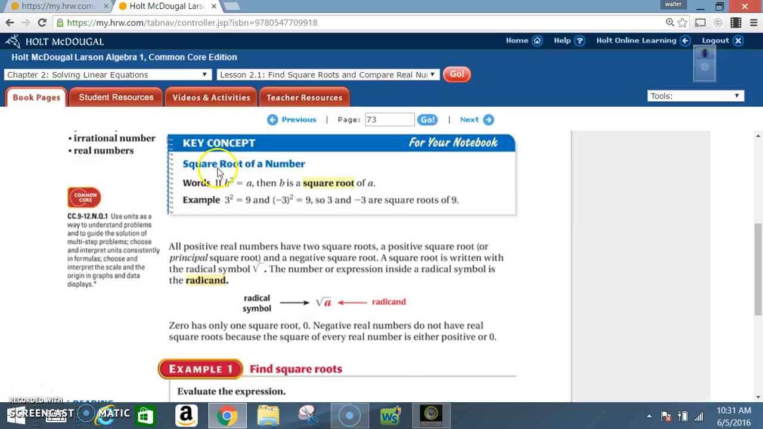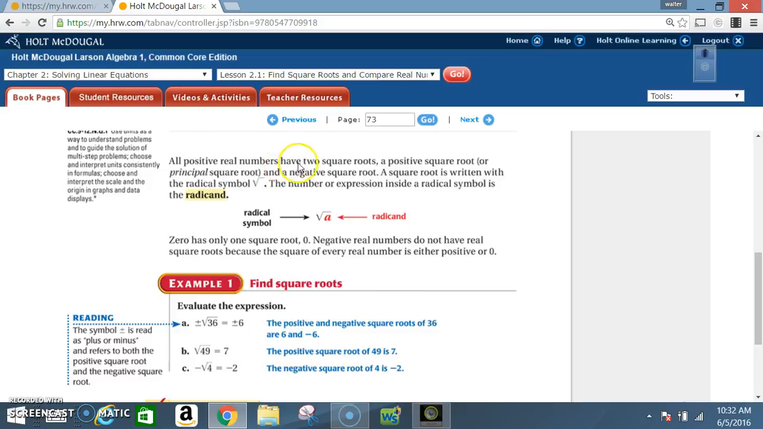Key concept, square root of a number. In words: if b squared is equal to a, then b is the square root of a. Example: 3 squared is equal to 9, and negative 3 squared is equal to 9. So 3 and negative 3 are square roots of 9.